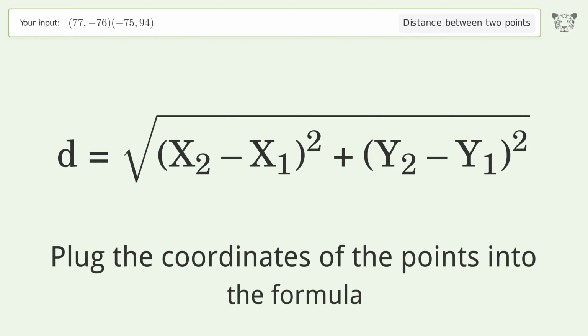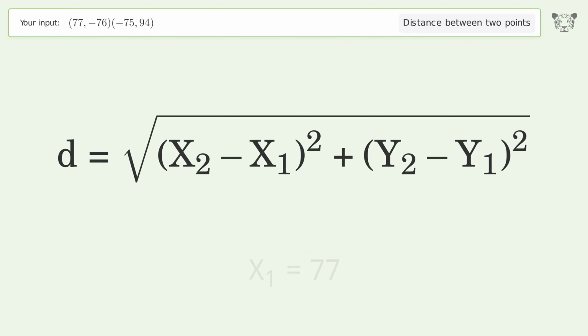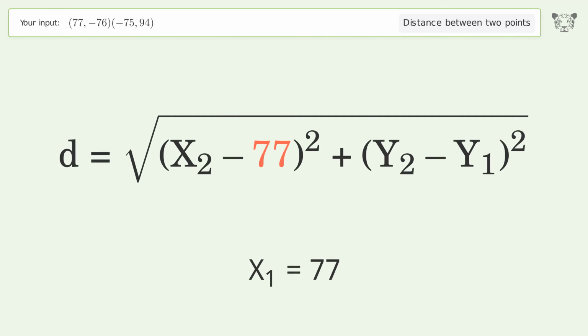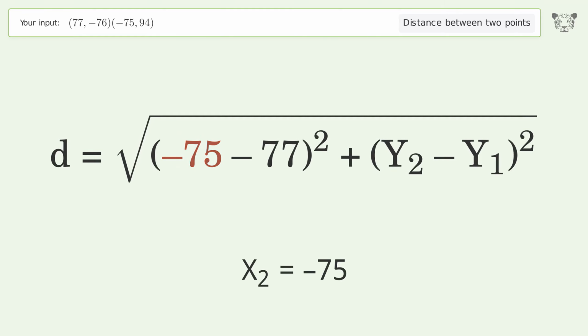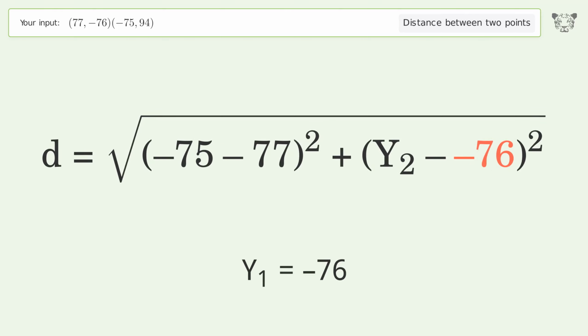Plug the coordinates of the points into the formula. x1 equals 77. x2 equals negative 75. y1 equals negative 76. y2 equals 94.